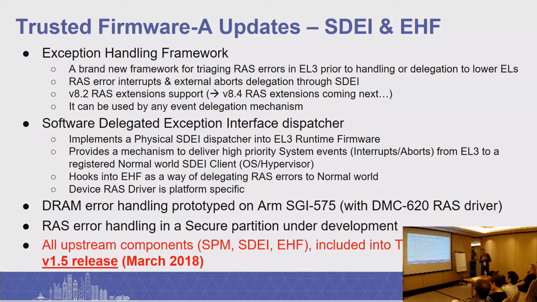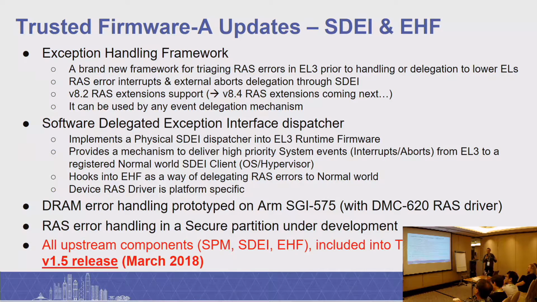So this is a slightly unrelated slide, in the sense that it's not specifically related to the secure variable access problem that we are trying to solve. But it lists anyway other main changes that we did in the past 6 to 12 months in the Trusted Firmware-A, specifically for RAS error handling. These are the SDEI dispatcher and the exception handling framework.